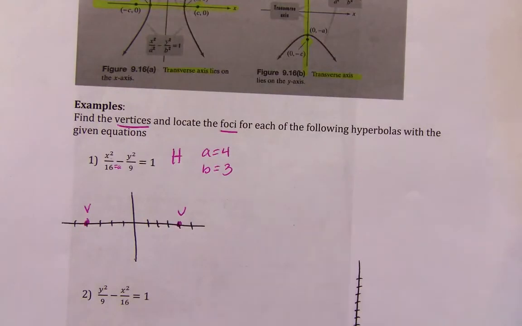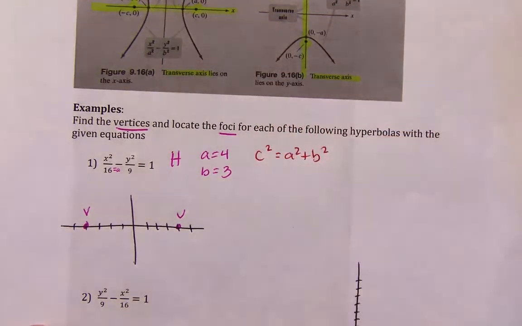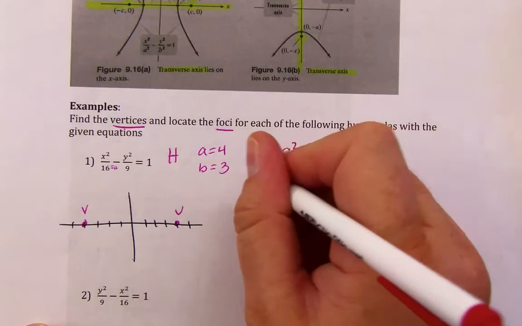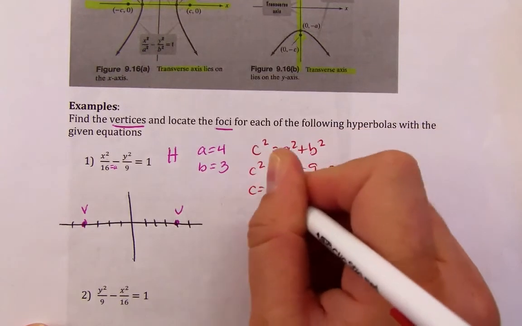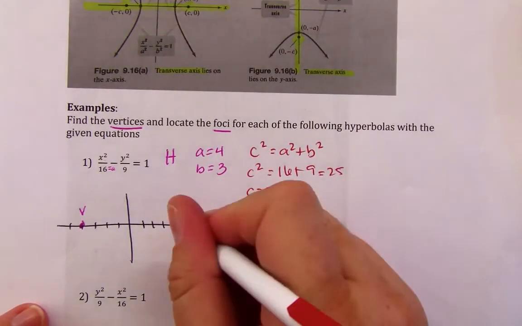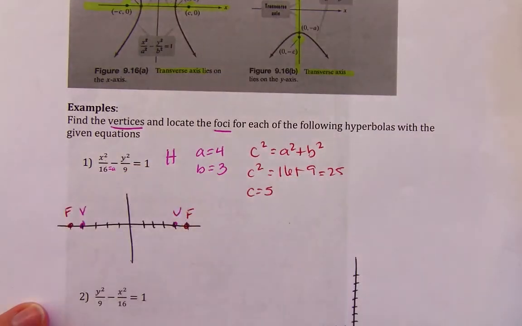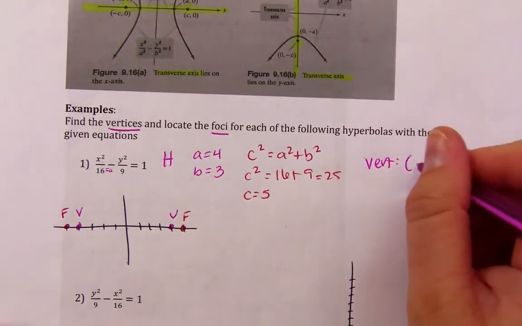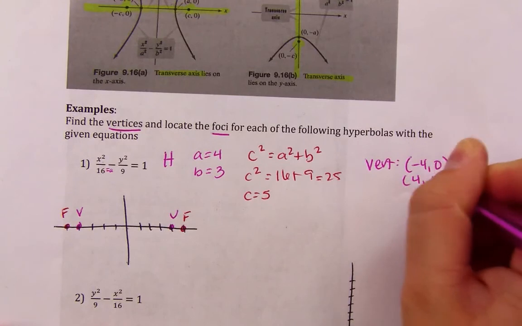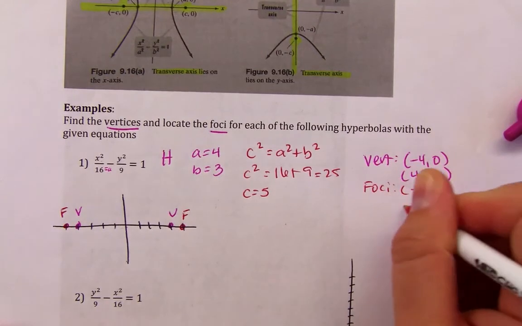And now I can find my foci with c squared equals a squared plus b squared. Notice this is a different formula from an ellipse. So c squared equals 16 plus 9, which equals 25. So c equals 5. And then going out here, that's my focus. And that's my focus, 5 from the center. So it asked us to list those points. Let's go ahead and list them. My vertices were -4, 0, and 4, 0. My foci were -5, 0, and 5, 0.